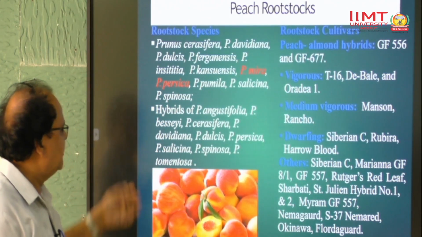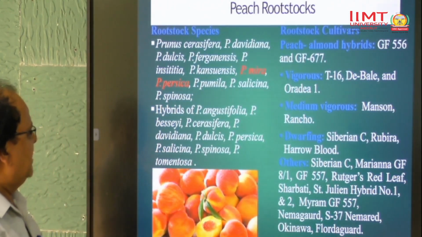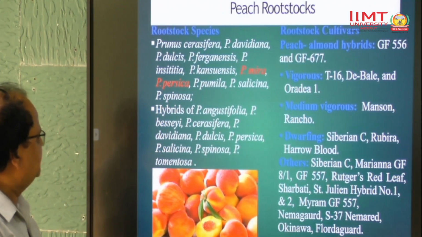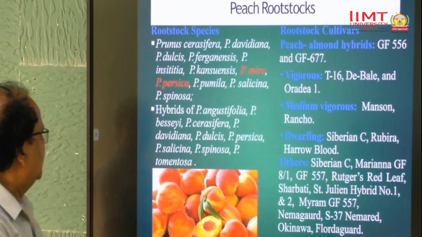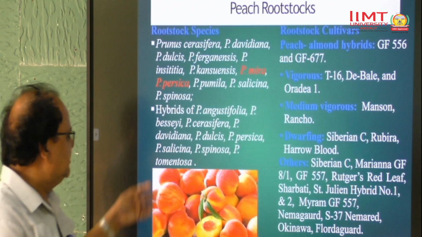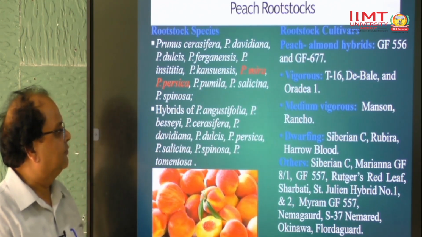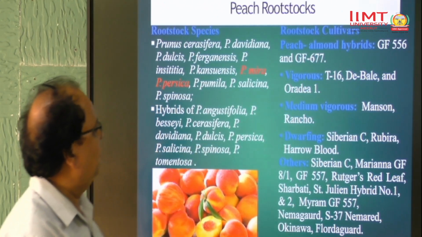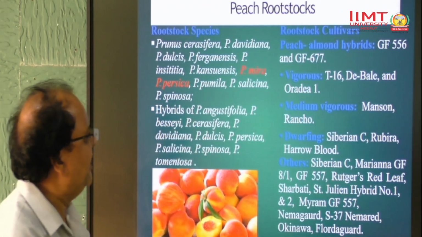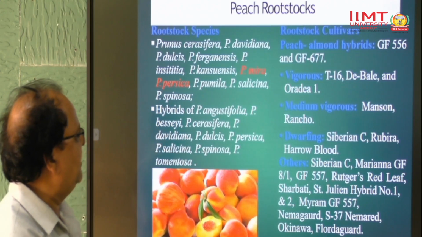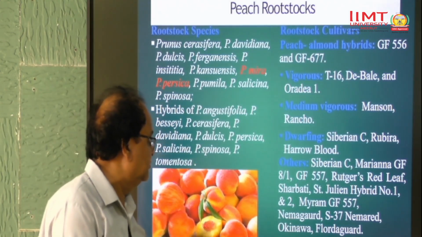Other hybrids are Prunus angustifolia, Prunus besseyi, Prunus cerasifera, Prunus davidiana, Prunus dulcis, Prunus persica, Prunus celestiana, Prunus spinosa, Prunus tomentosa, which are important rootstocks to use. For peach-almond hybrid rootstock cultivars, GF 556 and GF 677 rootstocks have to be used.